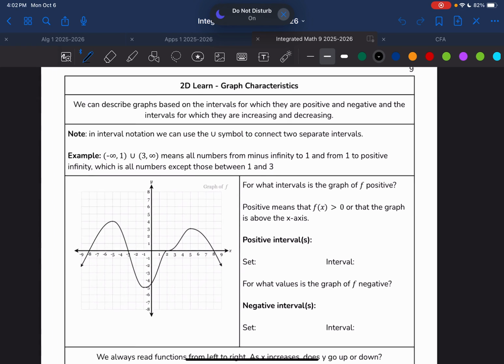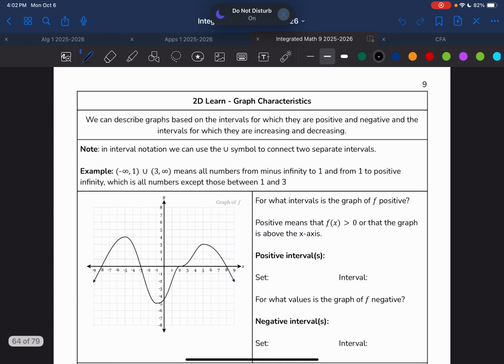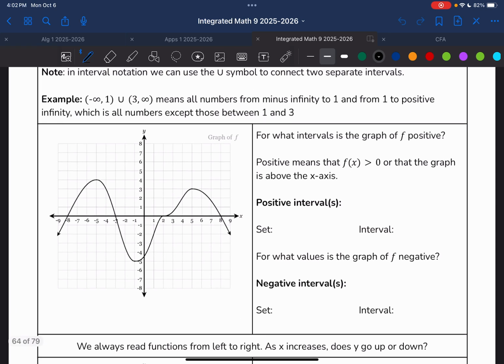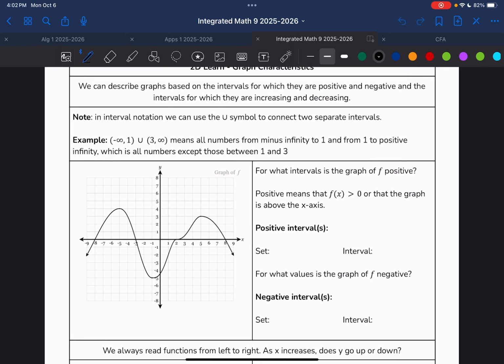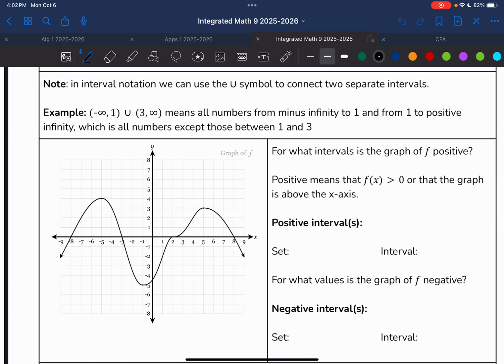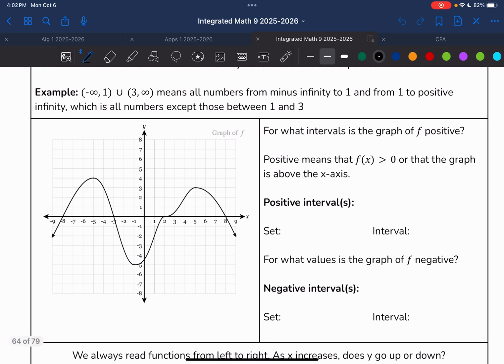All right, so in this video, I'm going to be talking through page 9 of the notes packet. This is where we're going to be doing graph characteristics. So we're going to be looking at the intervals for which the graph is positive or negative. Remember, positive means that the function is above 0. So here we're just simply trying to figure out for what x values is the function positive.